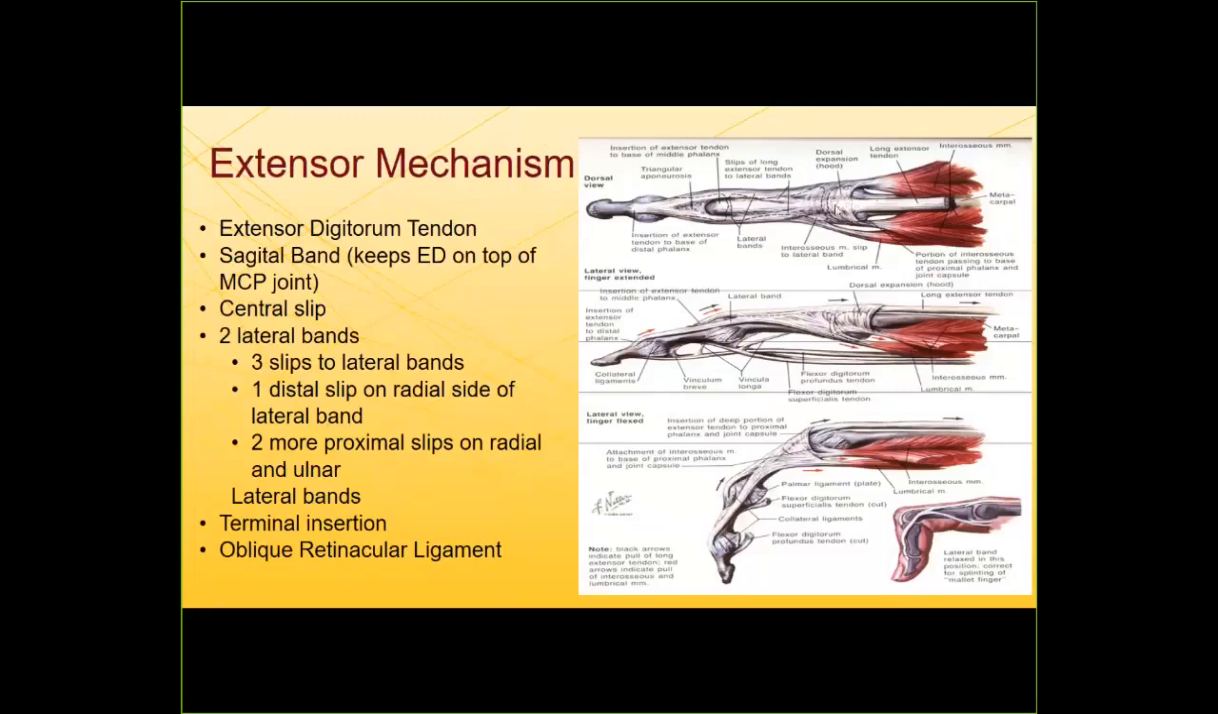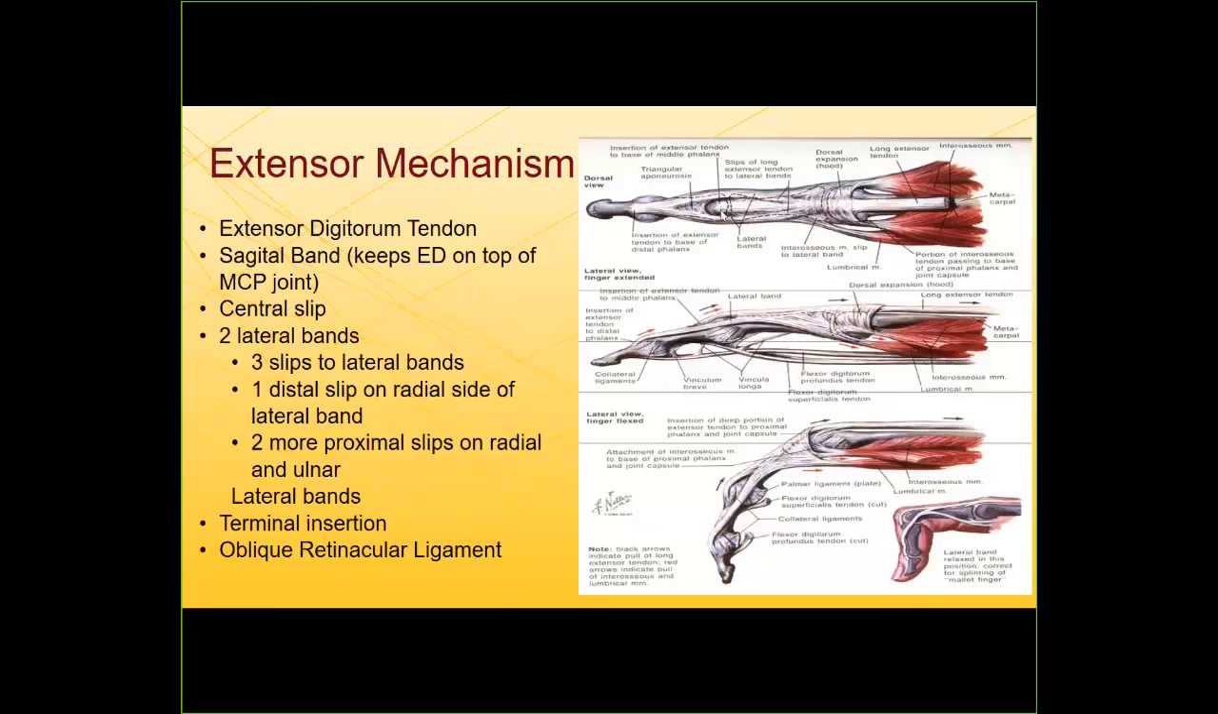Then we have a central slip. The extensor digitorum tendon comes in and inserts down onto the base of the proximal phalanx, like right here. And then it sends down a central slip right here that inserts into the base of the middle phalanx. The extensor digitorum also sends off lateral slips. These are called lateral slips. So the extensor digitorum tendon basically splits into 3 parts after it inserts onto the base of the proximal phalanx and sends off 2 lateral slips and a central slip.